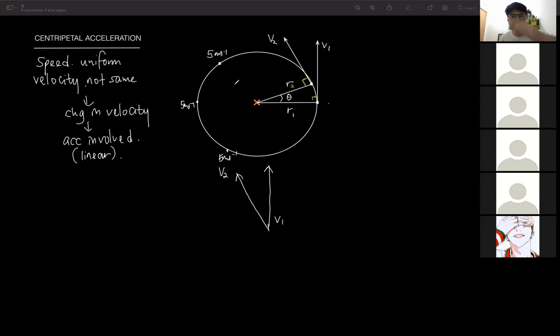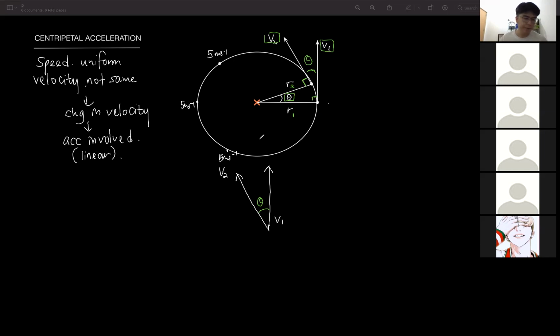Follow the rule of angles. Whenever it makes a deflection of theta, the tangent also makes the same deflection. When r1 goes to r2, it makes a deflection of theta. Then their tangents, which are v1 and v2, also have the same angle. So the theta is also here. I can put the theta here, between v1 and v2. And this theta is a very small angle.